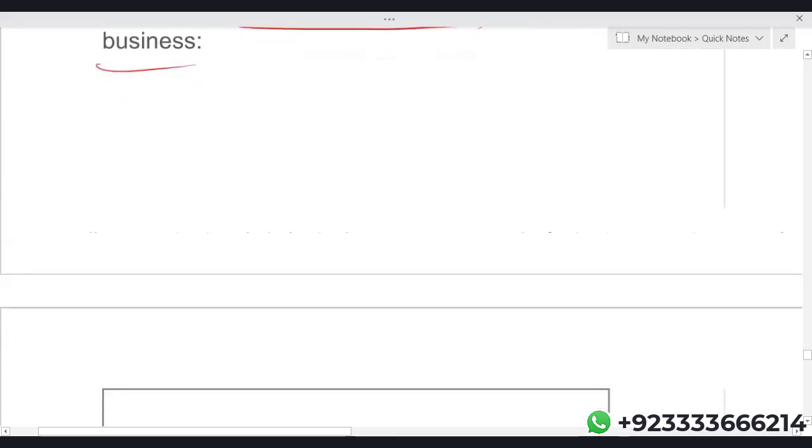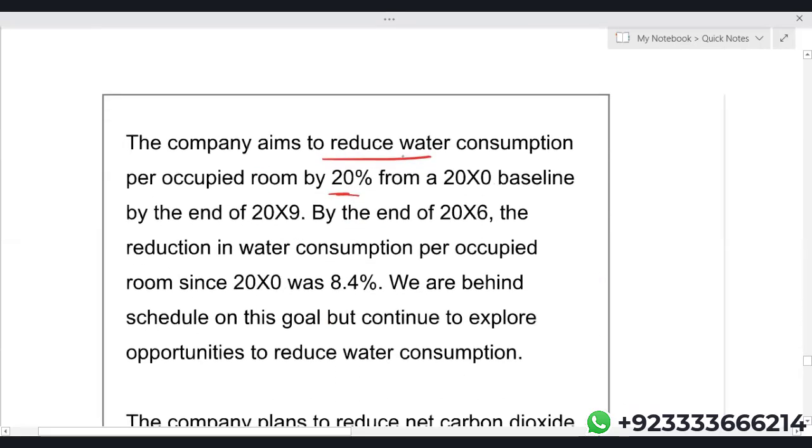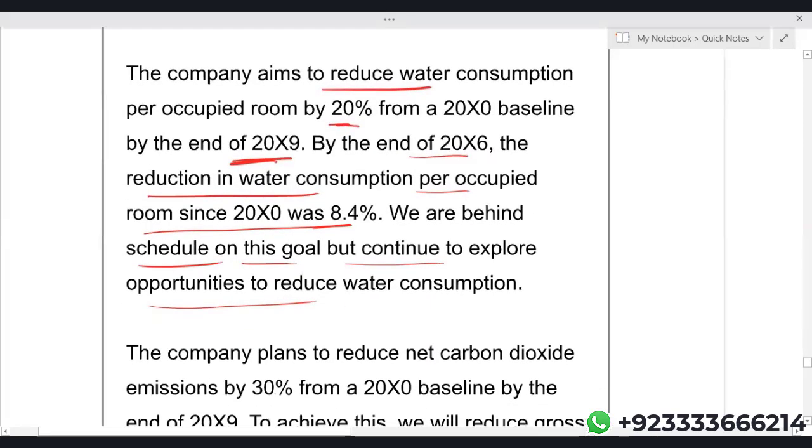International hotel business examples. The company aims to reduce water consumption per occupied room by 20% from the X0 baseline until X9. By the end of X6, the reduction in water consumption per occupied room is 8.4%. We are behind schedule on this goal, but continue to explore opportunities to reduce water consumption.